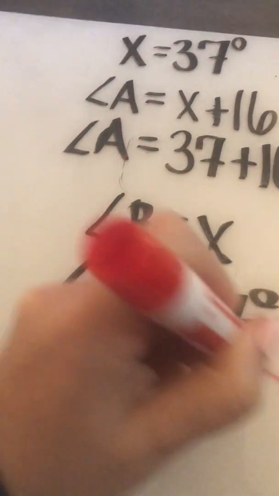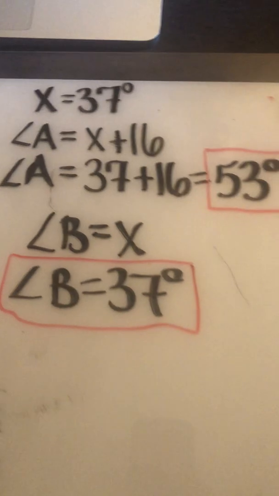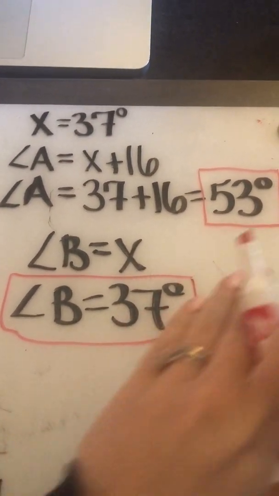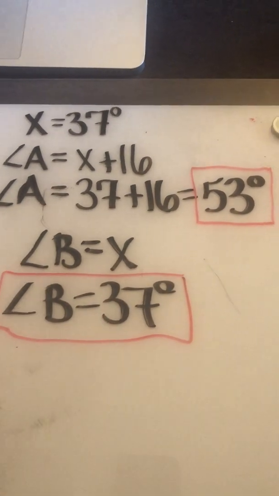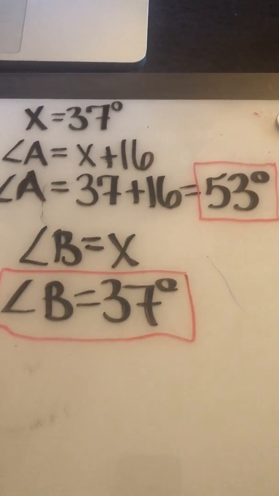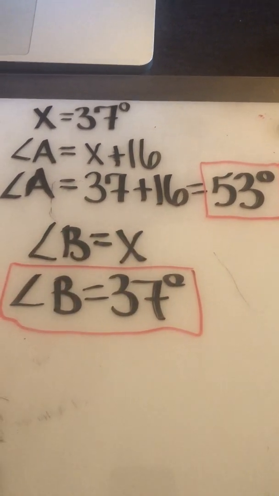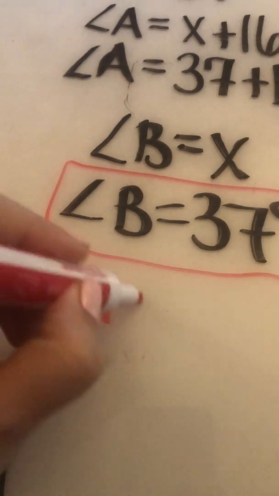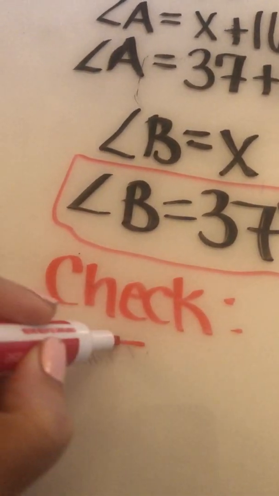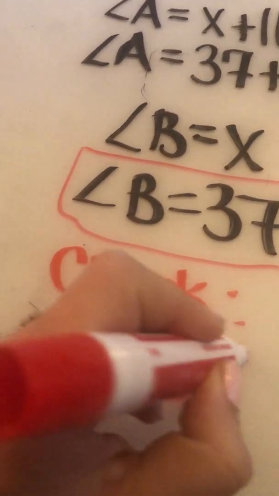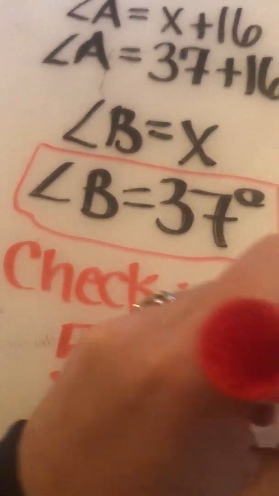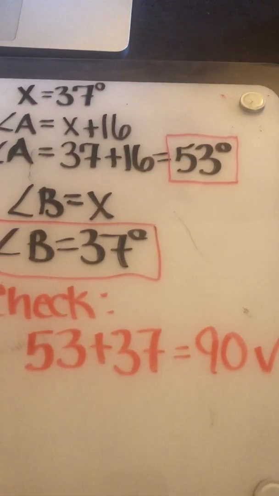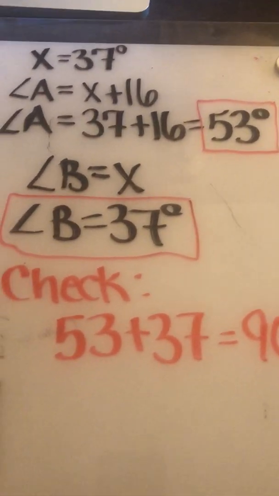Okay, so we have angle A, we have angle B, and then what you want to do for your quick check is to make sure that the two angles you found add to 90. That's what you should do every time, because if they don't add to 90, then something went wrong in your calculations. So I'm going to write check, and the check would simply be making sure that 53 plus 37 equals 90, which it does. So we know that our two angles are correct, and we've done everything that the problem is asking us to do.